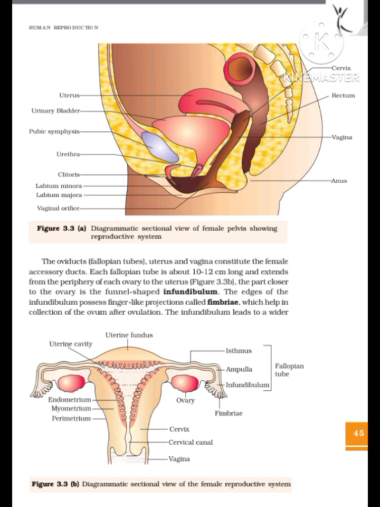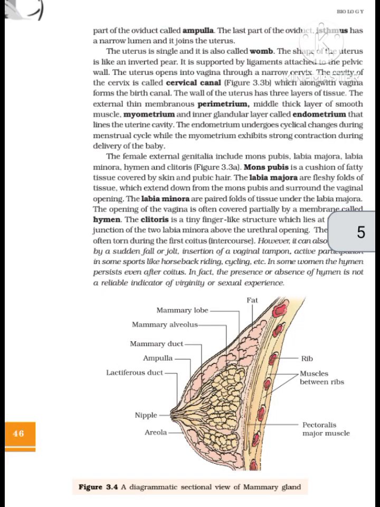The infundibulum leads to a wider part of the oviduct called ampulla. The last part of the oviduct, isthmus, has a narrow lumen and it joins the uterus. The uterus is single and it is also called womb. The shape of the uterus is like an inverted pear. It is supported by ligaments attached to the pelvic wall. The uterus opens into vagina through a narrow cervix. The cavity of the cervix is called cervical canal, figure 3.3b, which along with vagina forms the birth canal.